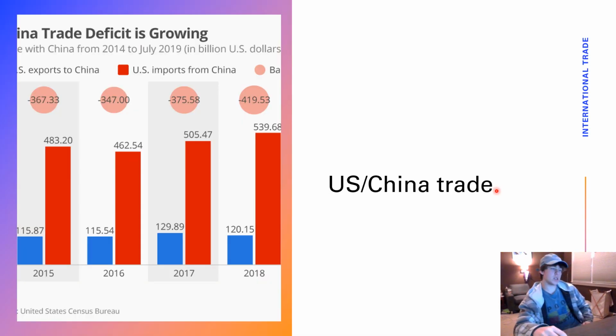One way this unit can be applied to real life is when we look at the US-China trade deficit. The United States chooses to import goods from China rather than produce them domestically because China is able to produce goods a lot cheaper than we can.